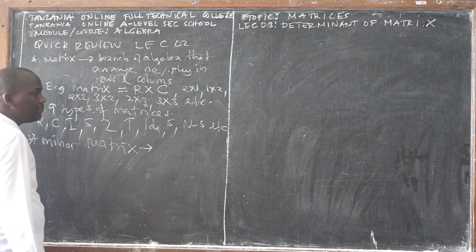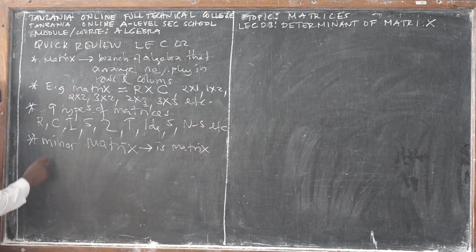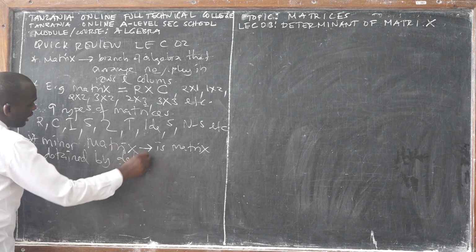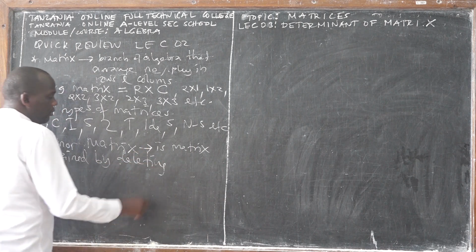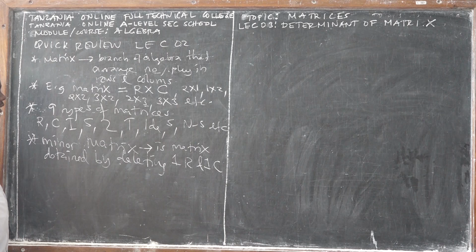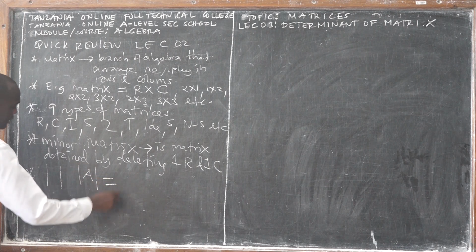We say that this is a matrix. This is the matrix obtained by deleting one row and one column. We need this concept of minor matrix to find the determinant, right? And the notation of determinant, we use this symbol. For instance, if we are looking for the determinant of matrix A, this is the way that we write.